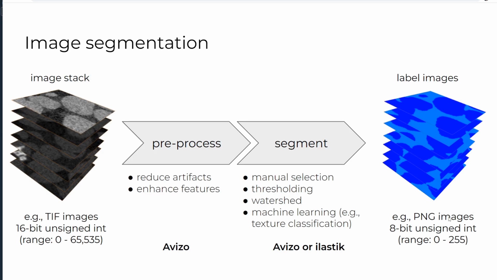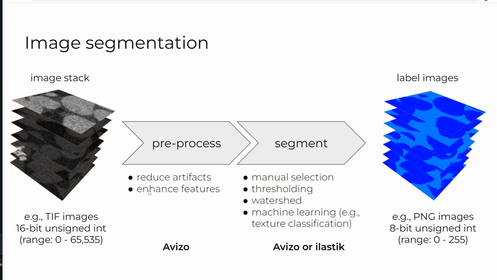Let's now take a closer look at the image segmentation step in our workflow. Again, the goal of image segmentation is to generate label images from our input image stack. And so far, we've seen how to use Avizo to generate label images, in particular using manual selection using the brush, in combination with texture classification, which is some form of machine learning. In the next few minutes, I will show you how to use the other segmentation techniques or algorithms in Avizo, such as thresholding and Watershed, just to name a few.